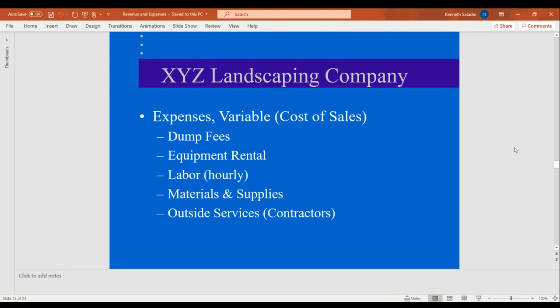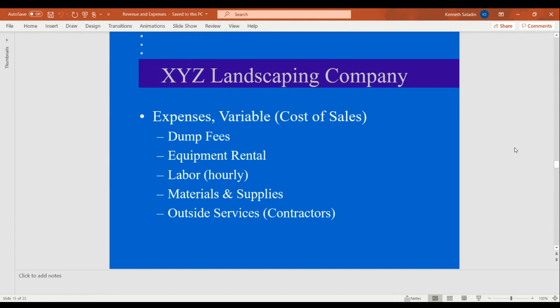Some companies, and again, I'm going to use an example from the landscaping business, use outside services or outside contractors. Maybe you have a very large landscaping job that requires the installation of a swimming pool. And as a landscaper, that's just not quite in your range of tools. Maybe you've never installed a swimming pool, you don't feel comfortable with that, so you hire a contractor to do that part of the job for you. So everything we just discussed would be examples of variable expenses.